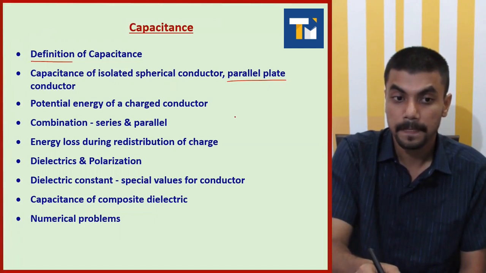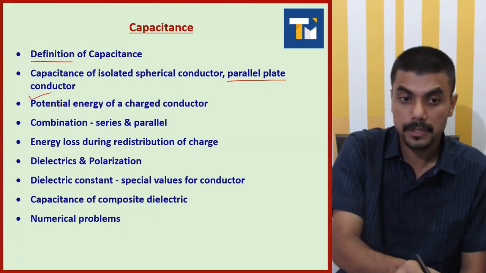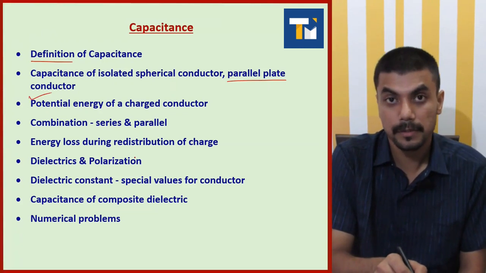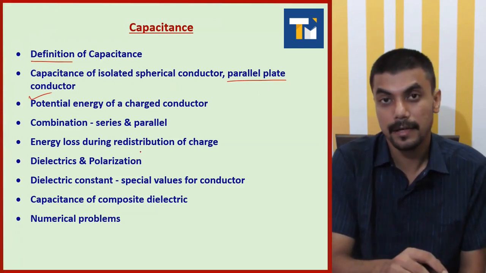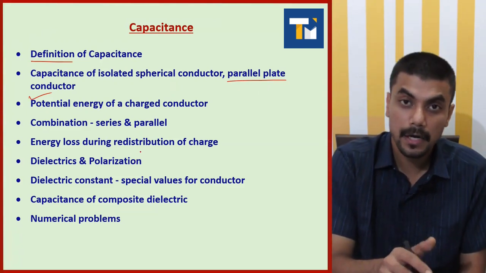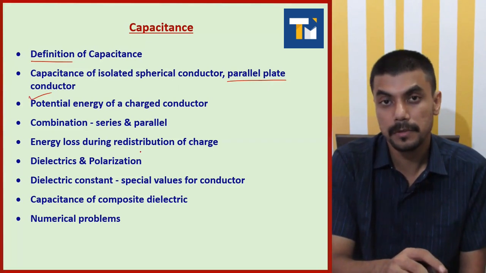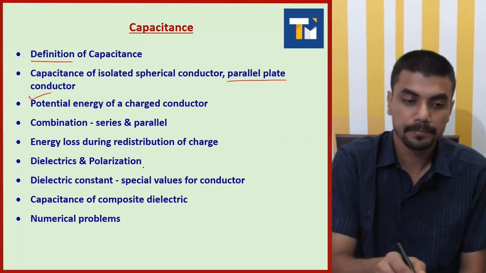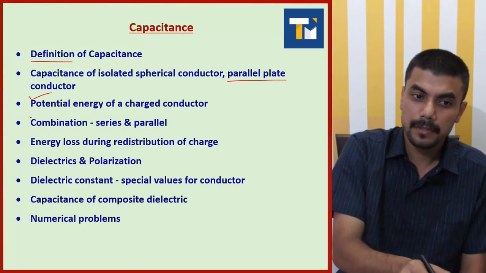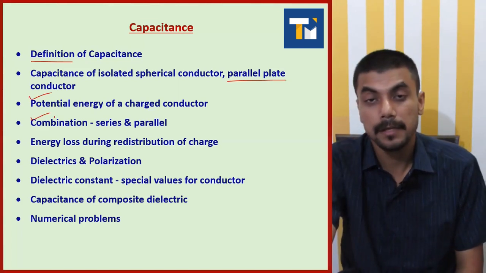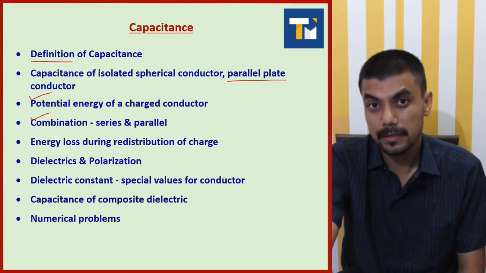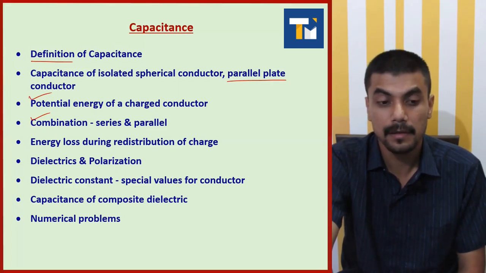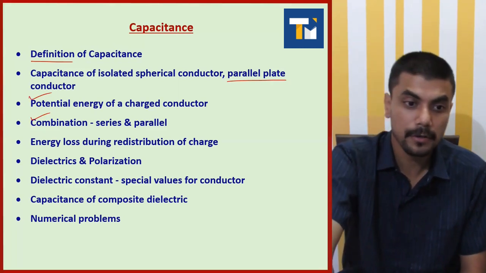And then we'll see how the potential energy of a charged conductor can be found out, because that is going to be essential for our analysis later on, where we will see how the charge distribution between two conductors can be studied. After that, we will see what happens when we combine multiple capacitors both in series and parallel, and you can compare whether this reminds you of how resistors can be combined in series and parallel, and see whether they are exactly alike or not.